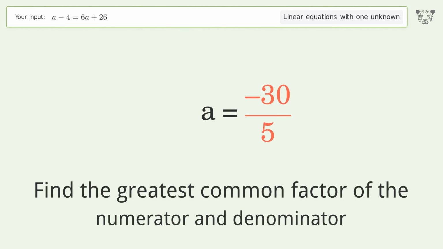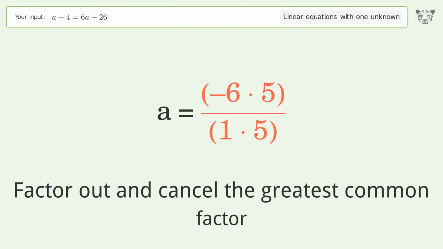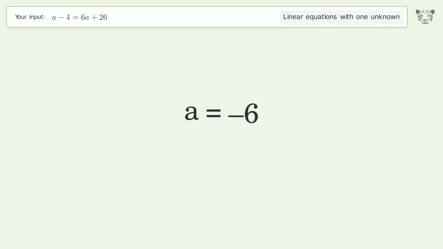Find the greatest common factor of the numerator and denominator. Factor out and cancel the greatest common factor. And so the final result is a equals -6.